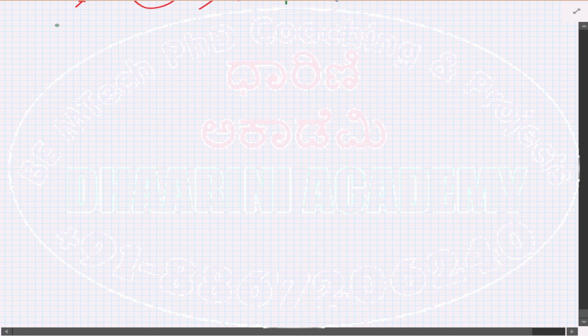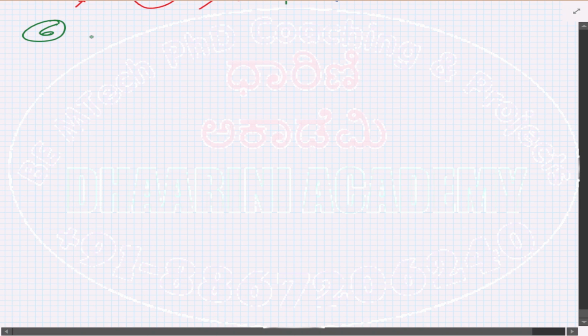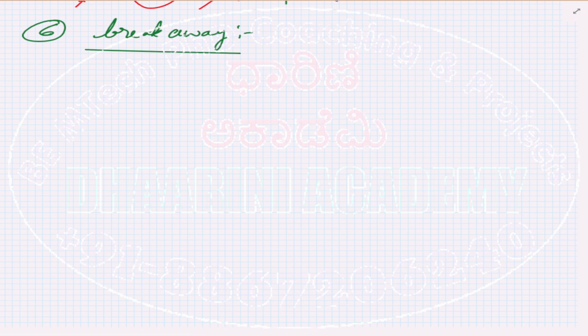Okay, next let's go to step number 6 now. Here we discuss what is called a breakaway or break-in point. Okay, this is break away. So equivalent to break away, we will have break in also. That also comes under the same point.